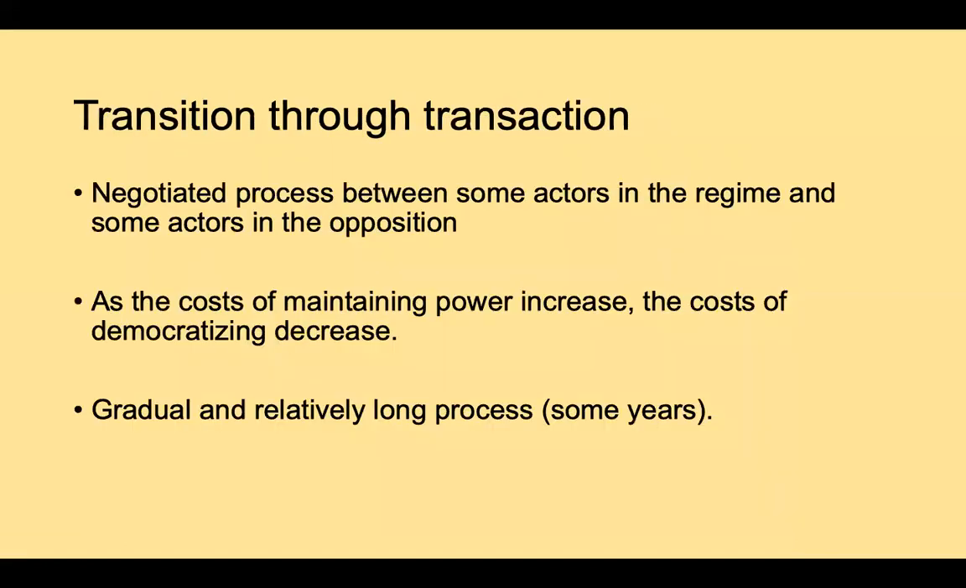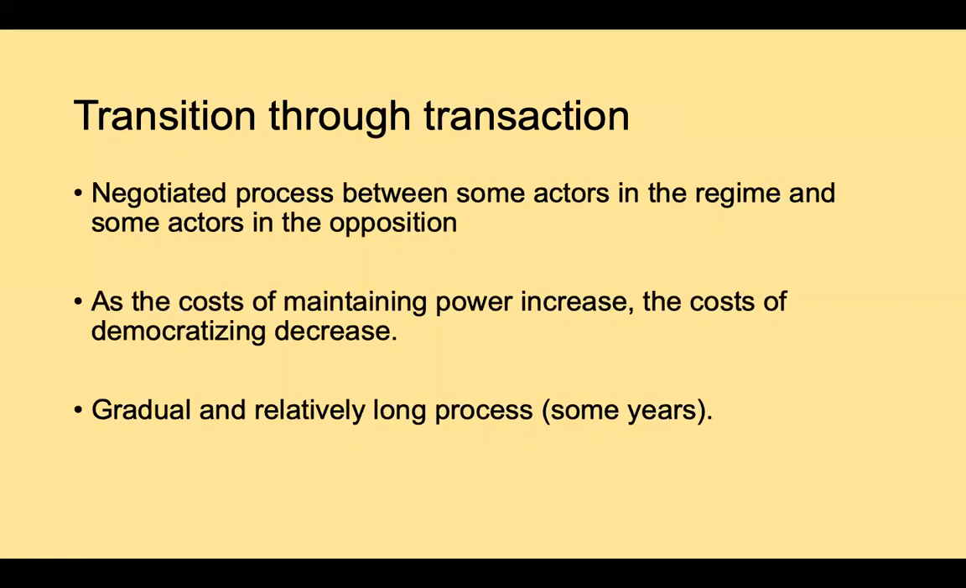So the other type of transition is a transition through transaction. And this is a negotiated process between some actors in the authoritarian regime and some actors in the opposition or the civil society. And this is a very different type of transition because it's really a bargain or a negotiation. It's not a transition through some sudden event that displaces or weakens the outgoing authoritarian elite. It's really a process that gives that authoritarian elite the upper hand and requires the opposition to cater to them and concede to them certain guarantees that will help to get them out of power, but will give them influence in the new regime.